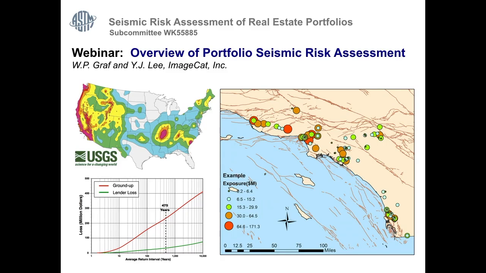Our overview of portfolio seismic risk assessment. This is presented for ASTM Subcommittee WK55885, Seismic Risk Assessment of Real Estate Portfolios, and it was prepared by William Graff and Yaji Lee.